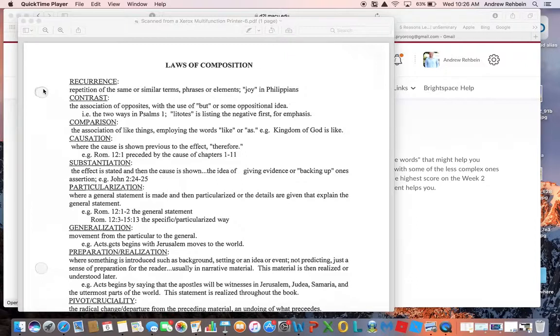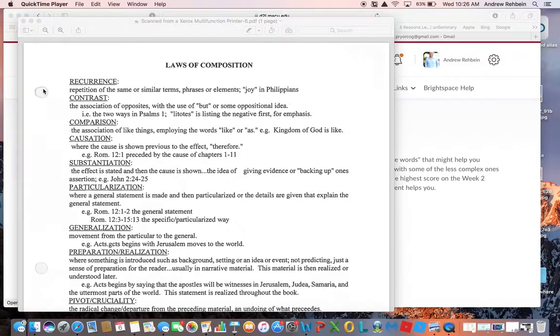But again, since it's introductory, you're just building, starting first with getting a grasp on general material, and then being able to break the book down into units. And now we're moving on to where we start to identify the laws of composition, or structural laws.